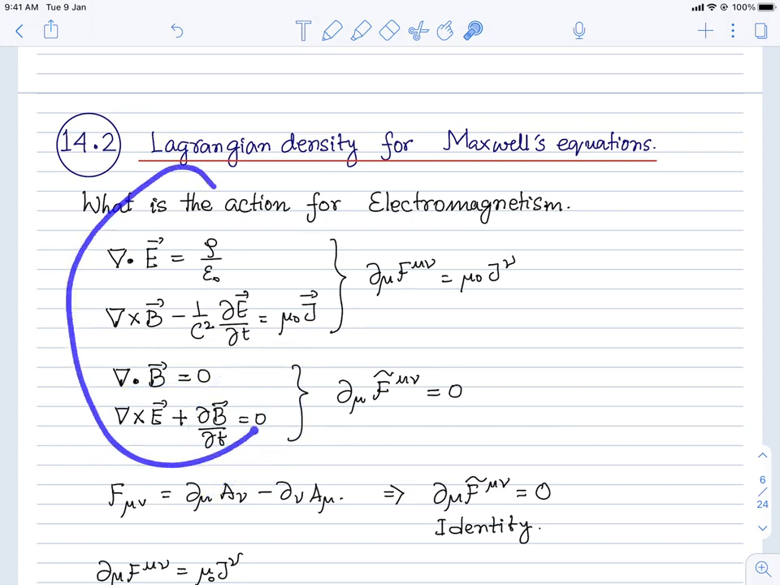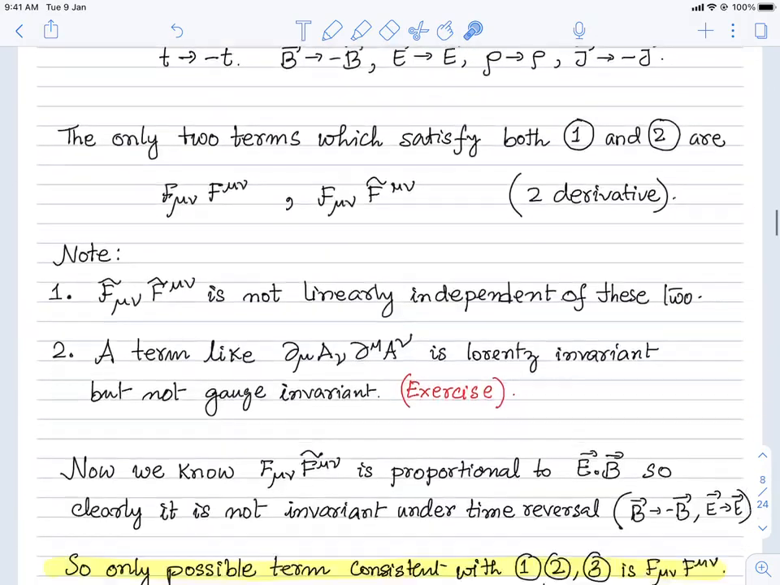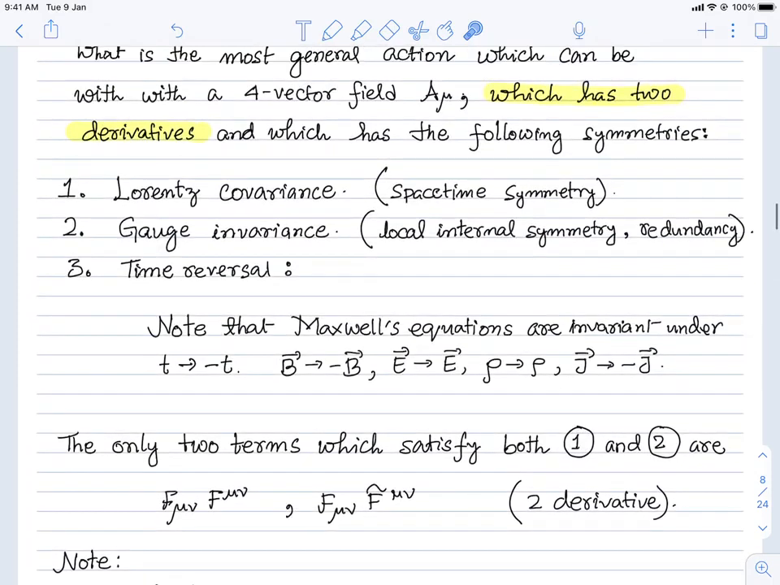So the whole set of Maxwell's equations, as written in this way, are invariant under t going to minus t. So for this reason, we would also incorporate that into our list of symmetries that we would like to implement for the Lagrangian density.